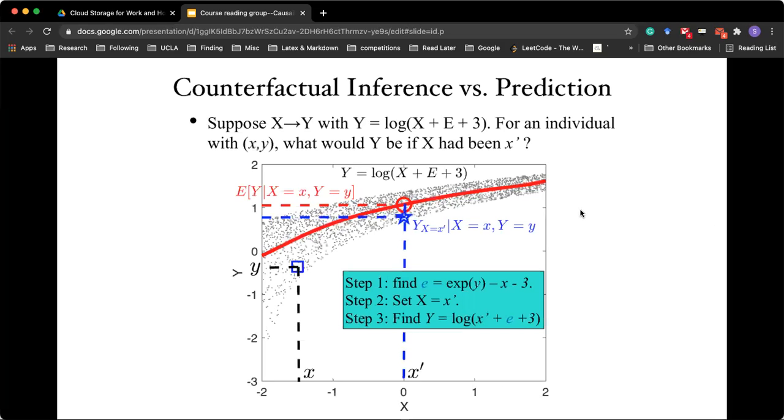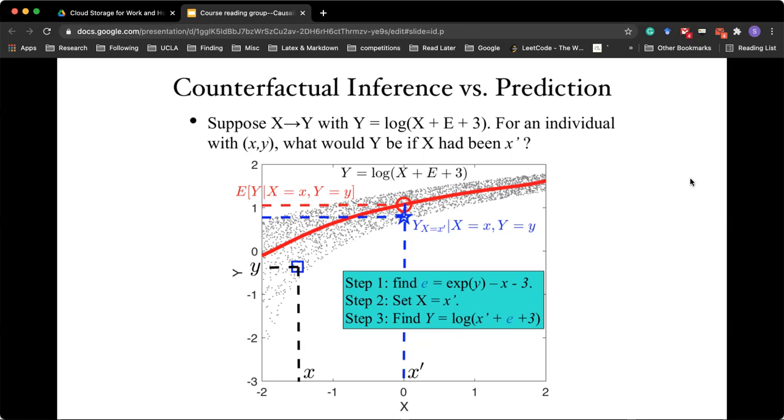Going back to this example, for the first step we need to infer E, but this is a simple example and we already know the equation of this causal mechanism. So we can just calculate E, then replace X by X prime and compute a new Y. That's the counterfactual inference. So the other difference between intervention and counterfactual is the consideration of E, the hidden factors.